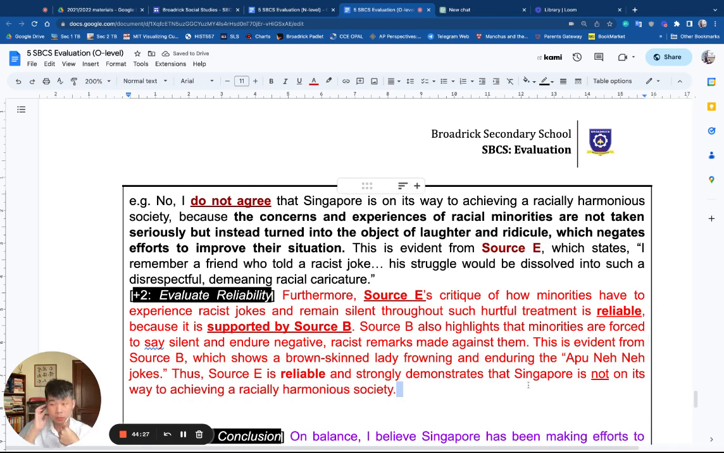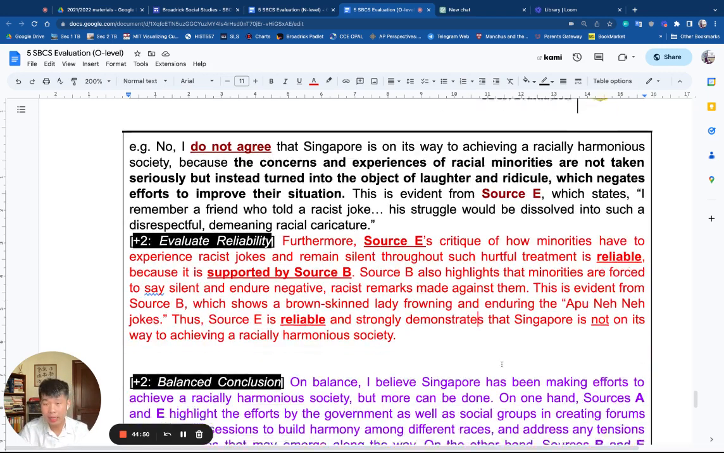So you want to put in evidence from source B as well. And this cross-reference established the reliability, and therefore source E is reliable, and therefore it does strongly demonstrate, does prove you really do not agree that Singapore is on its way to achieving a racially harmonious society because of all these negative racist jokes and the silencing of the minorities.